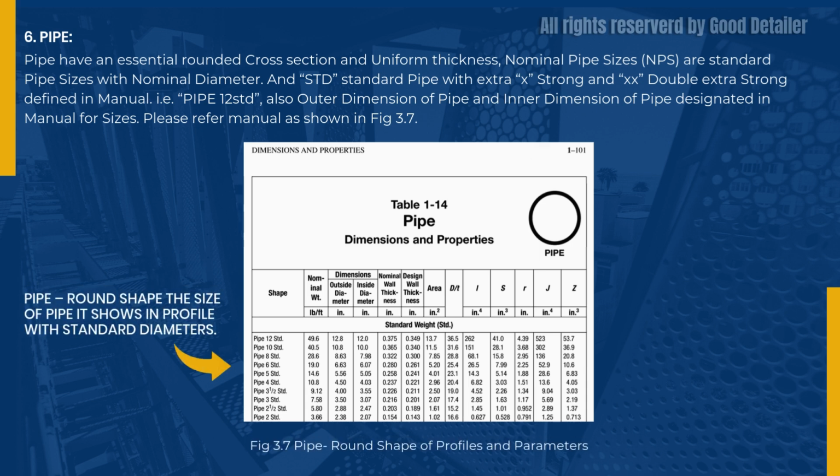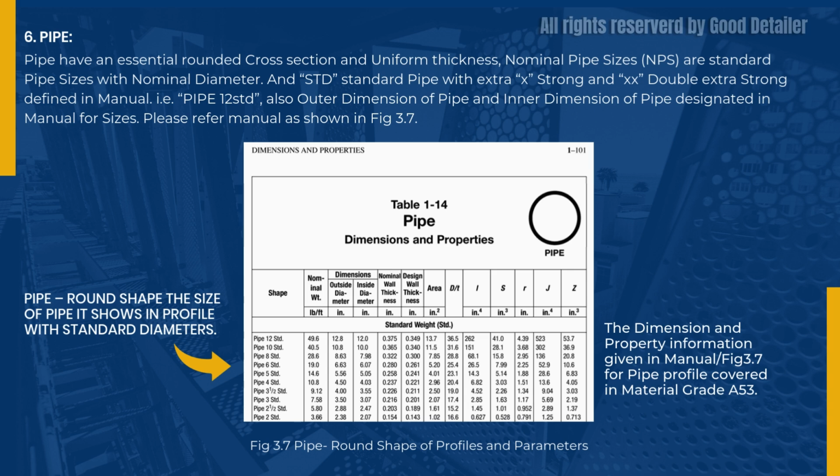Pipe, round shape. The size of pipe is shown in profile with standard diameters. The dimension and property information given in the manual, Figure 3.7, for the pipe profile is covered in material grade A53.